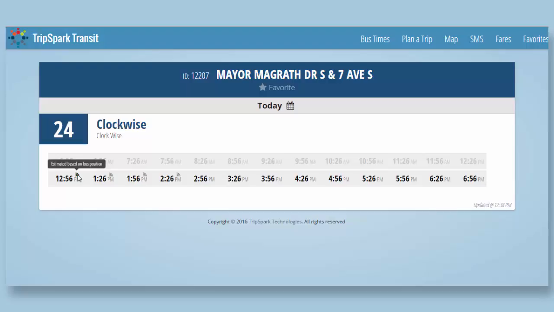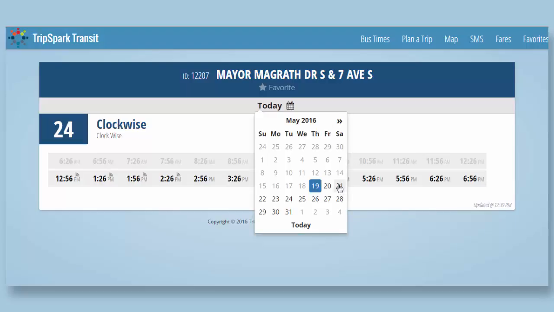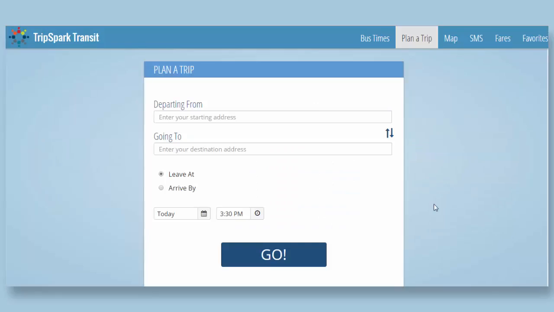This symbol here you'll see a lot in MyRide. What that's telling me is the bus position is based on a real GPS time. The last time it was updated was 12:38 p.m. So in other words, it's near real time. If I'm interested in seeing what time buses leave from this stop on Saturday, I can click on the calendar, click Saturday.